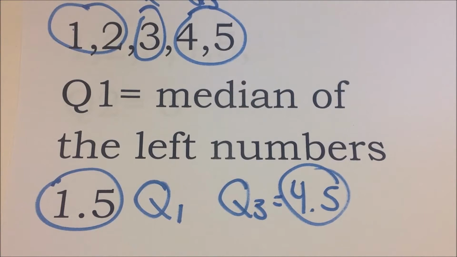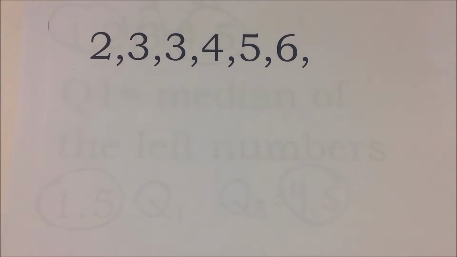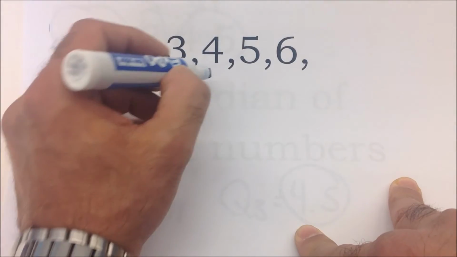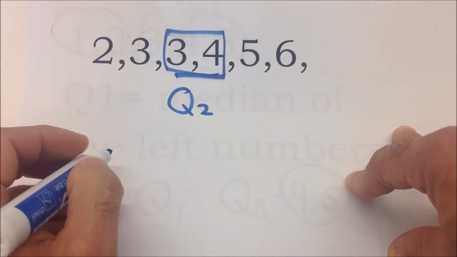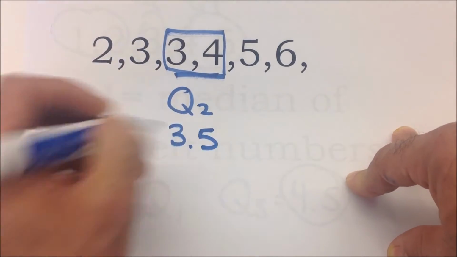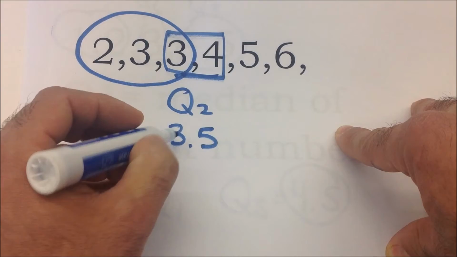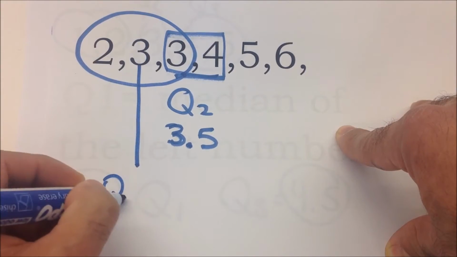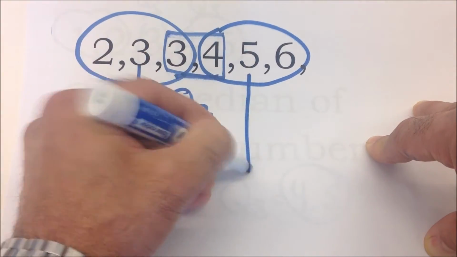So let's go over this one now. What would be Q1, Q2, and Q3? In this case, we have an even amount of numbers. We have 1, 2, 3, 4, 5, 6. So these two are in the middle. So Q2, if we add those two together and divide by 2, we would get 3.5. Now to get Q1, we want all these three numbers because they're to the left of 3.5. And we can see that 3 is right in the middle, so Q1 would be 3. We want all these numbers to the right, and we can see that 5 is Q3.